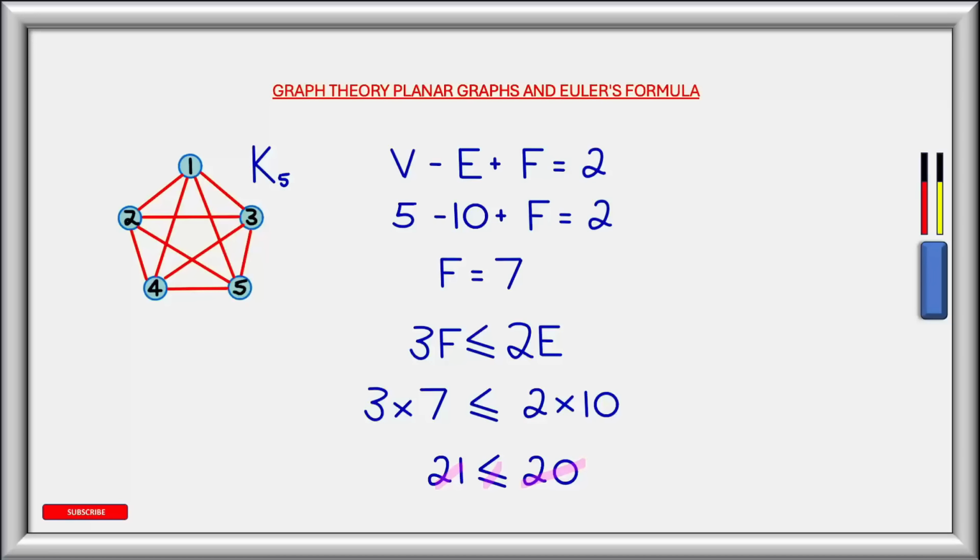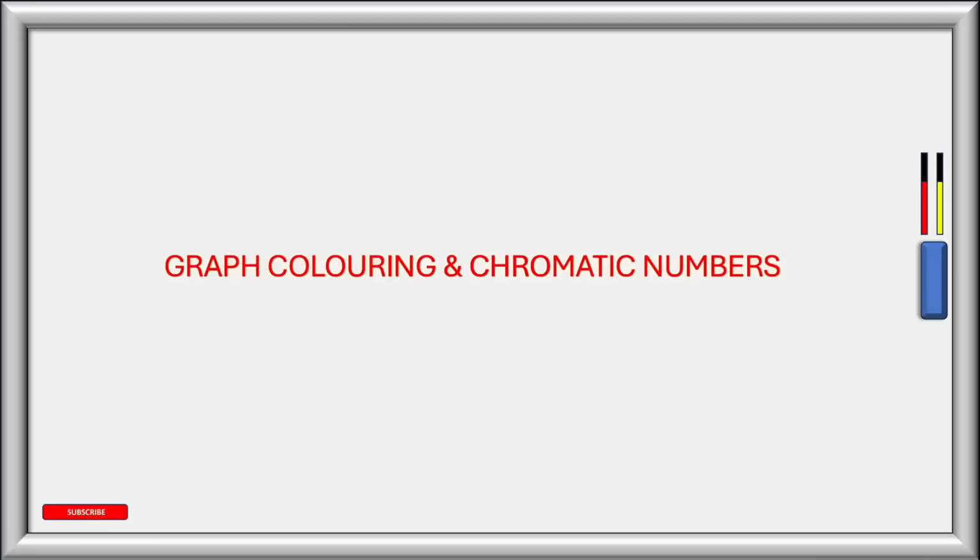So the maths has failed. To have 7 faces, we need 21 boundaries, but our 10 edges can only provide 20. We're exactly 1 short. Because the requirement exceeds the capacity, it's physically impossible to enclose those 7 faces in a planar graph. So therefore, a K5 graph is a non-planar graph.